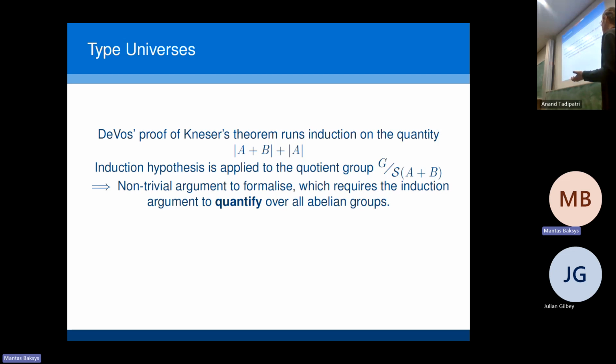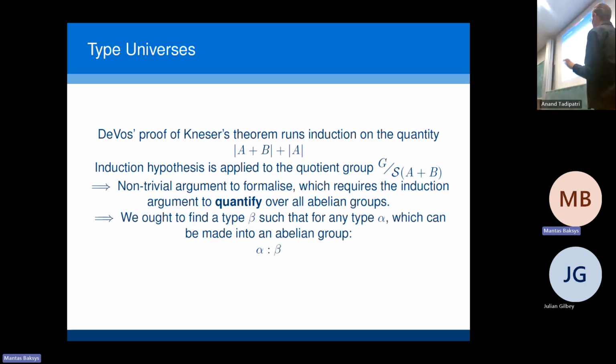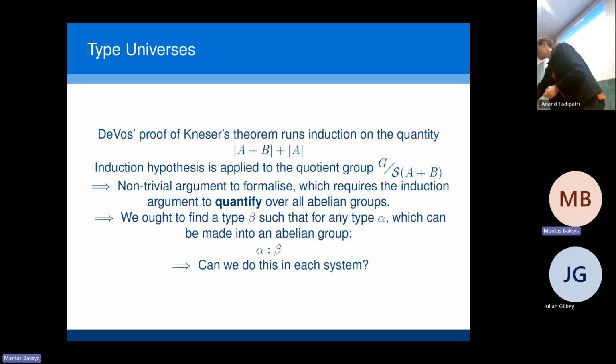Now, quantifying over types is not a trivial thing, as we'll learn. So if you want to quantify over all types in any proof in any type theory, then basically what you need to do is find another type, in this case, let's say beta, where for any abelian group alpha, we can view it as a term of the type beta. Now, whether this is possible or not is a question, and that question is answered in the next slide.